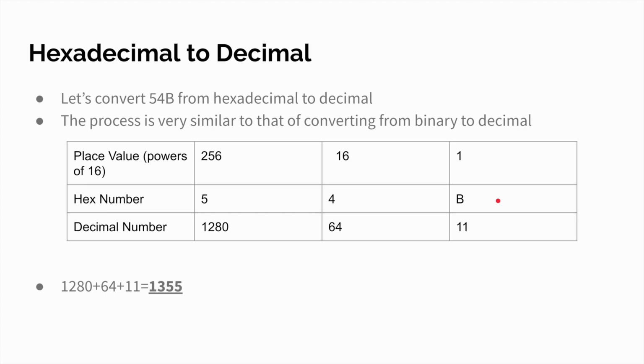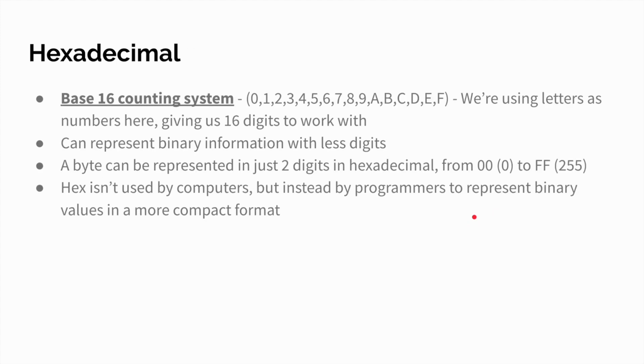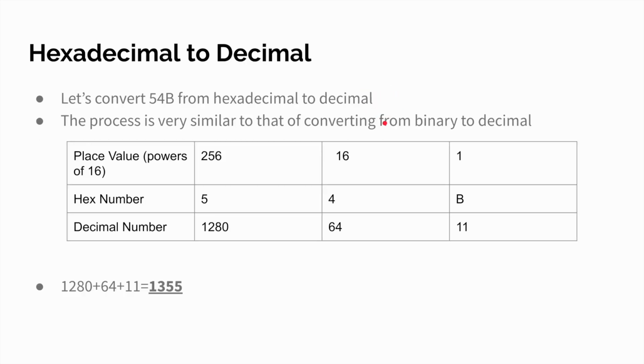Well, B represents 11. Okay, so if we go back here, we have 0, 1, 2, 3, 4, 5, 6, 7, 8, 9, then 10, 11, 12, 13, 14, 15. So we can see we're just counting on. So if we have 9 here, then A represents 10, then B represents 11. So 1 by B is 11. Then 16 by 4 is 64, and 256 by 5 is 1280. Then we just, like before, add up the bottom 3 values. 1280 plus 64 plus 11 is 1355, and that is what 54B is in decimal, 1355.